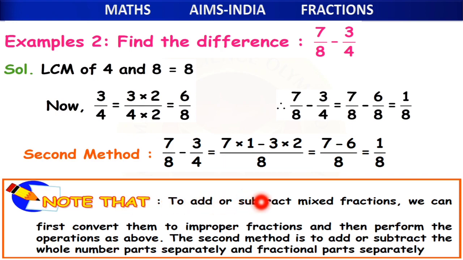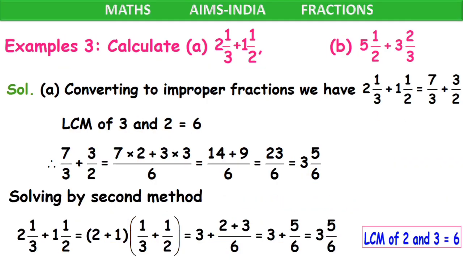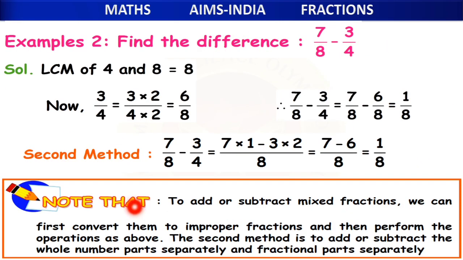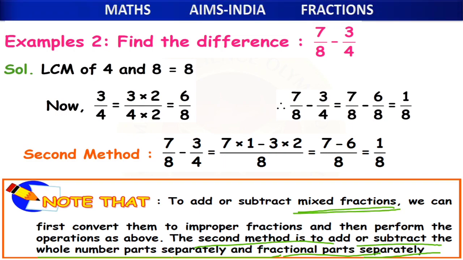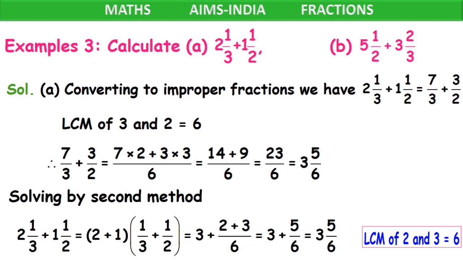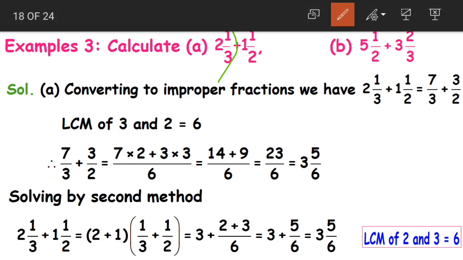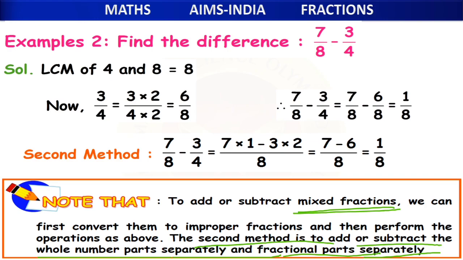Note that to add or subtract mixed fractions, we can first convert them into improper fractions and then perform the operations as above. The second method is to add or subtract the whole number parts separately and fractional parts separately. Now what are they talking about here? They are talking about mixed fractions. Now what are mixed fractions, students? We know, right? See, the number 2 1 by 3 is a mixed fraction. It has a whole number part 2 and it also has 1 by 3, which is the fractional part. So it is called a mixed number.